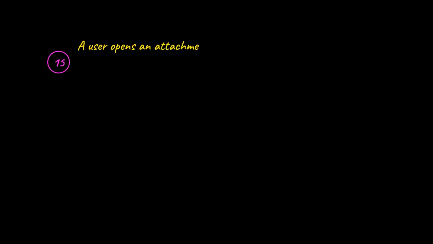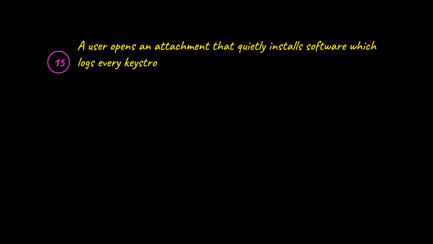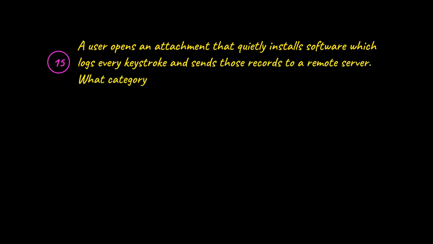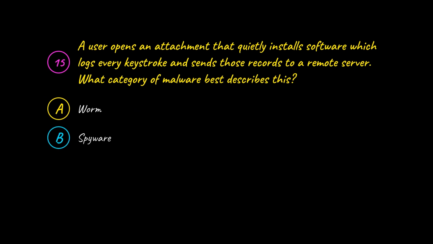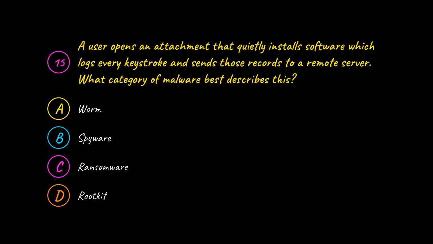Question 15. A user opens an attachment that quietly installs software which logs every keystroke and sends those records to a remote server. What category of malware best describes this? Your options are A. worm, B. spyware, C. ransomware, D. rootkit. Don't overthink it. Which one feels right?